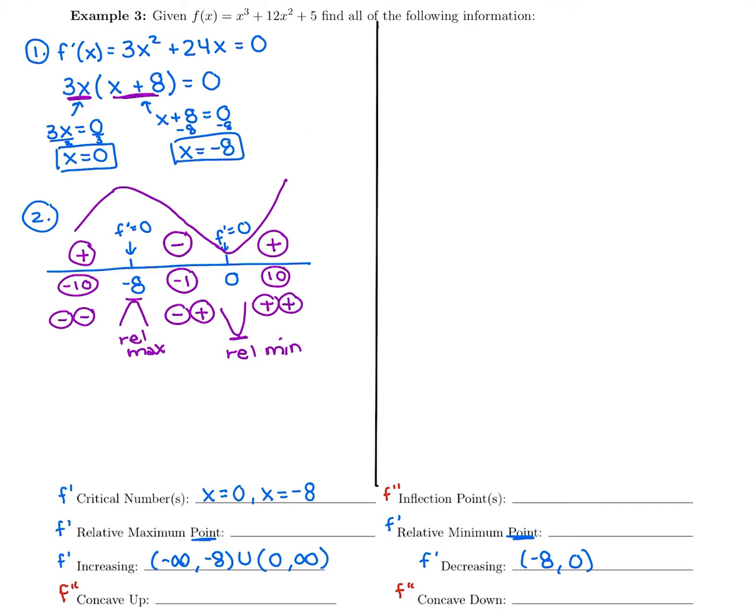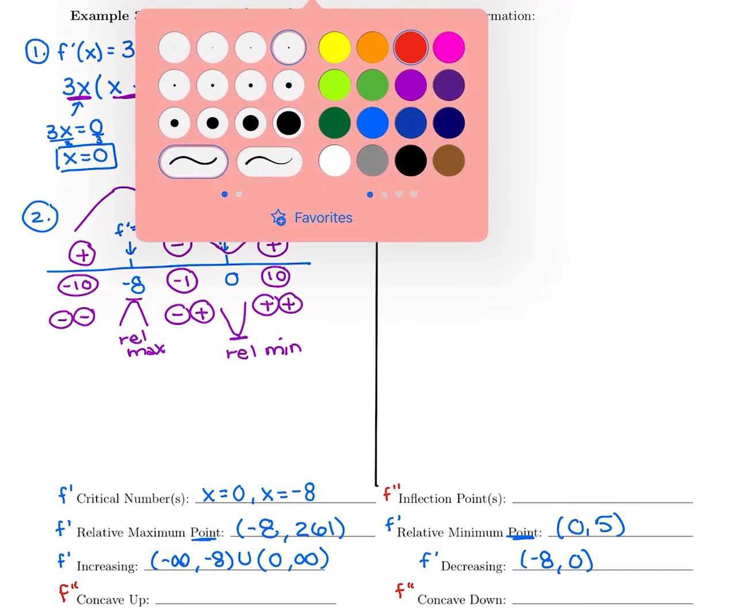So my max point is going to be at -8. That's where I had the sign change increasing to decreasing. So -8 comma, I'm going to plug into this original function in parentheses -8 cubed plus 12 parentheses -8 squared plus 5, and the y value there is 261. And then I had a minimum at my other critical number, 0. So I'm plugging 0 into the original function, which is nice and simple. Don't even need a calculator for that. I just get 5.